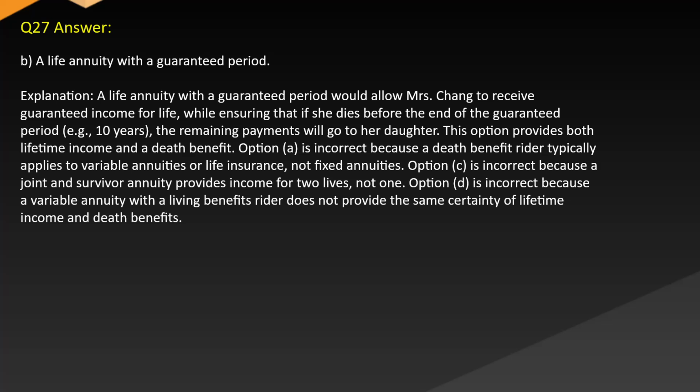Option A is incorrect because a death benefit rider typically applies to variable annuities or life insurance, not fixed annuities. Option C is incorrect because a joint and survivor annuity provides income for two lives, not one. Option D is incorrect because a variable annuity with a living benefits rider does not provide the same certainty of lifetime income and death benefits.